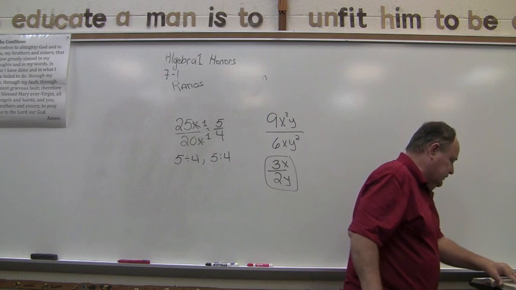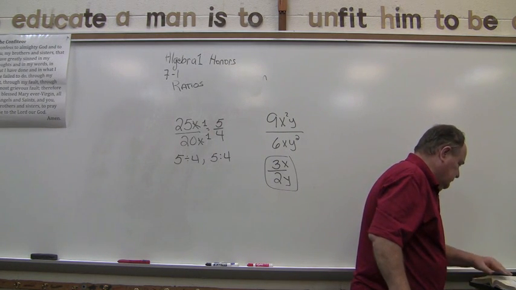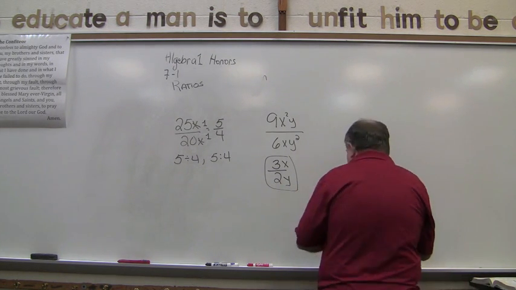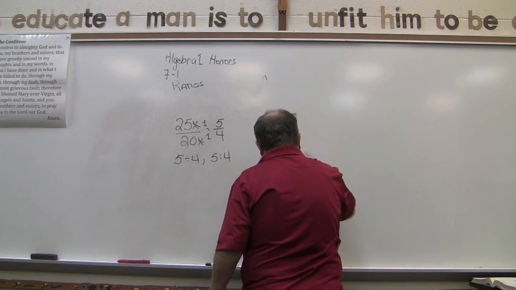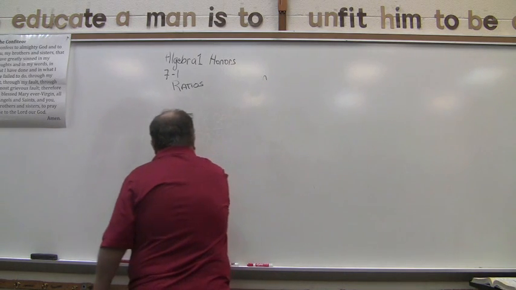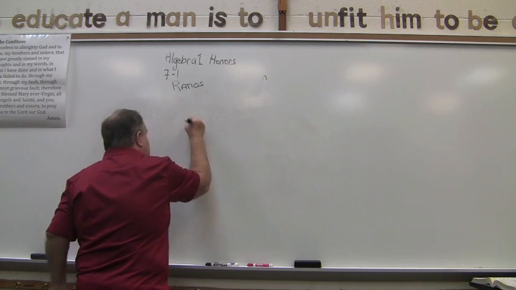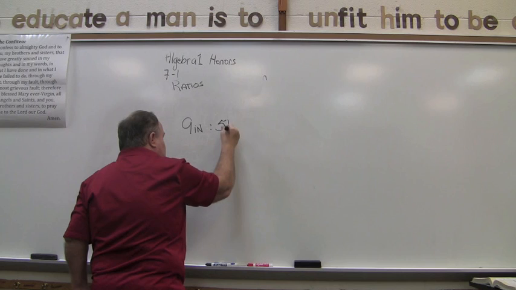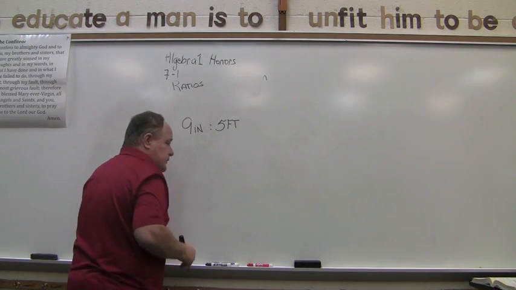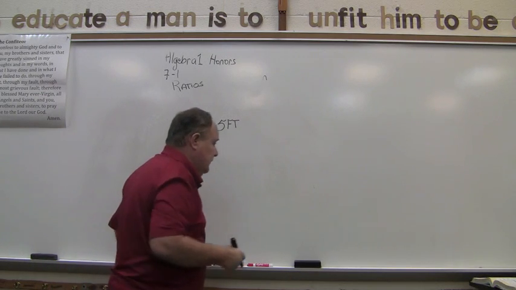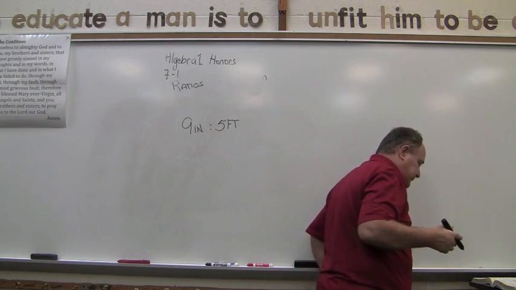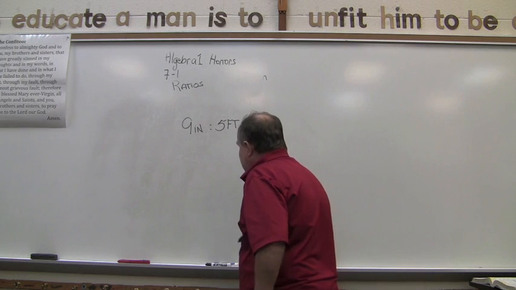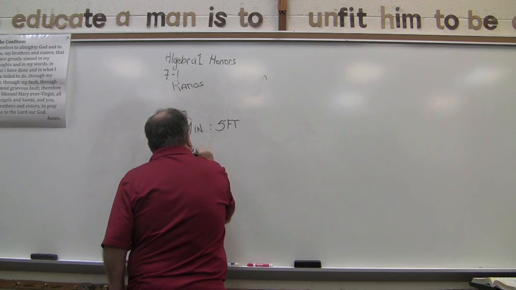Now sometimes we have something like 9 inches and 5 feet. Let's look at a problem where we have different measures. Here we have 9 inches to 5 feet. The easiest way to compare this is to convert everything into inches. We have to know how many inches is 5 feet. 5 times 12 is 60. So what we're actually going to have is 9 to 60.